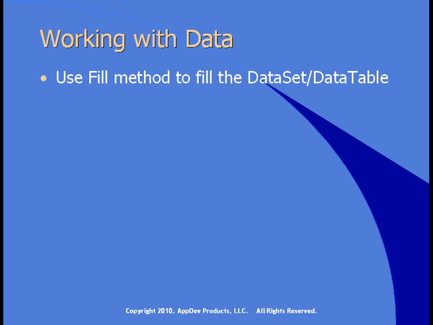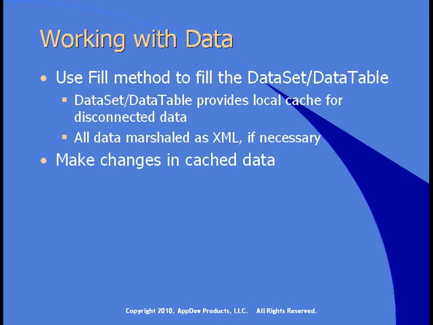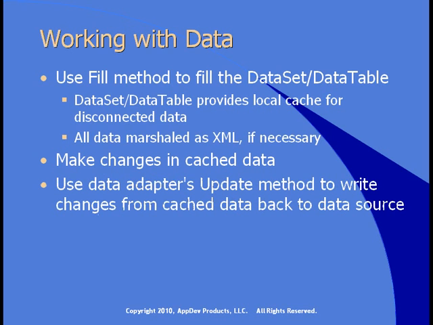Now, we'll use the fill method to fill a data set or data table. And that data set or data table provides a local cache for disconnected data. All that data, if necessary, is marshaled around the web as XML. You can make changes in the cached data, completely disconnected from the data source. You'll then use the data adapter's update method to write changes from the cached data back to the data source.